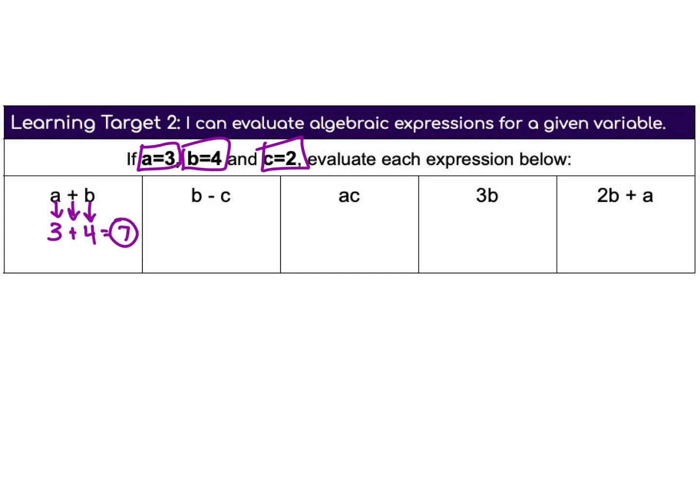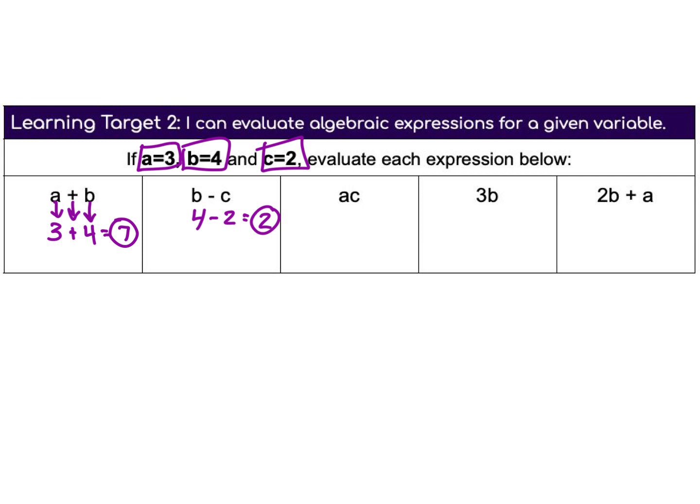If I have B minus C, again, I'm going to take 4, because that's what B is, minus 2, because that's what C is, and I get 2. Now, this is where we need to know what it means when things touch. So this does not say A plus C. This doesn't say A and then C. This says A times C. You don't see the times symbol, but it is what it's indicating.